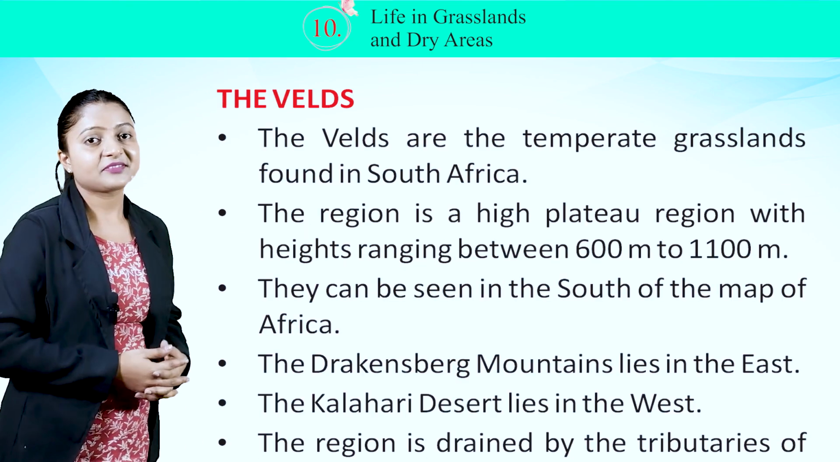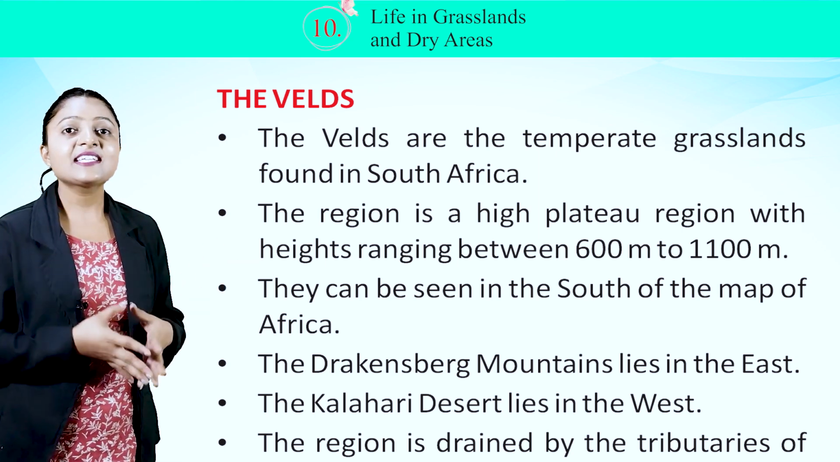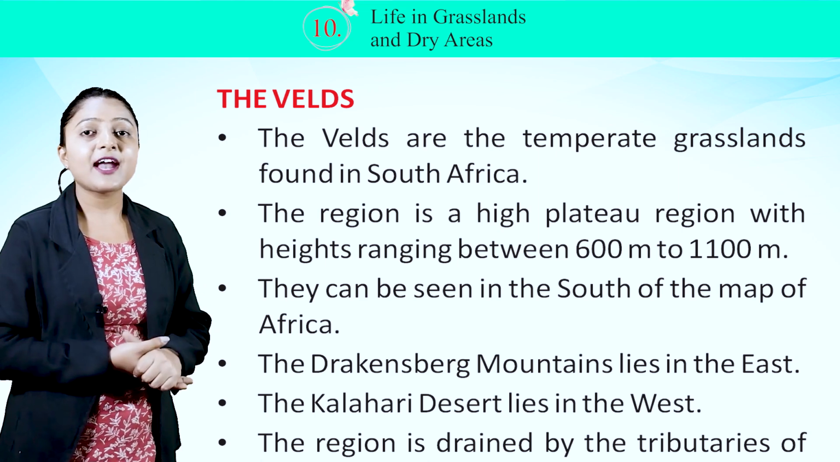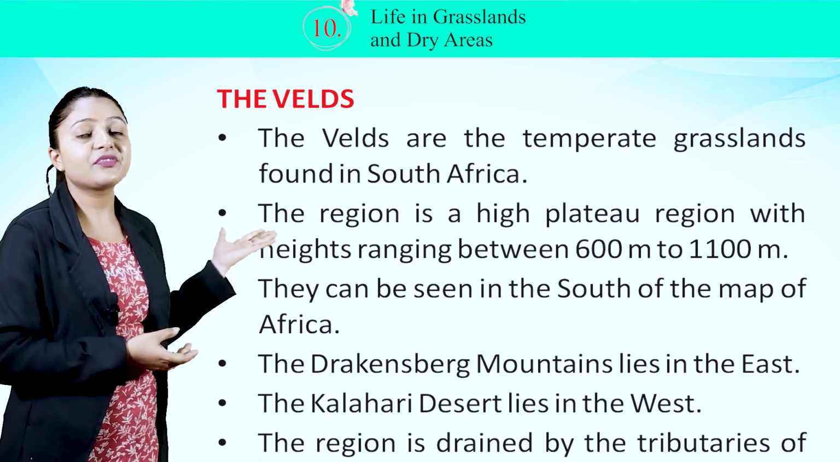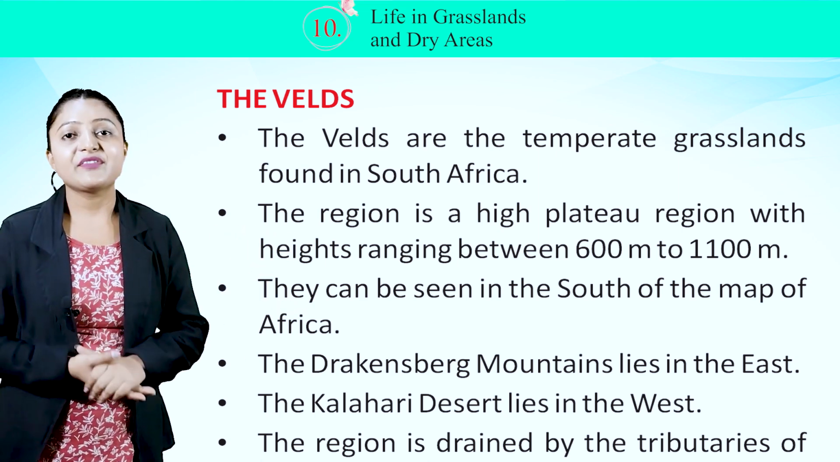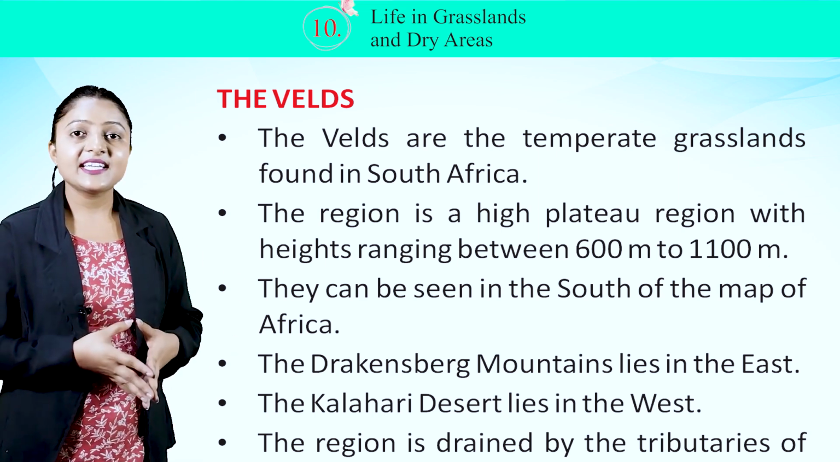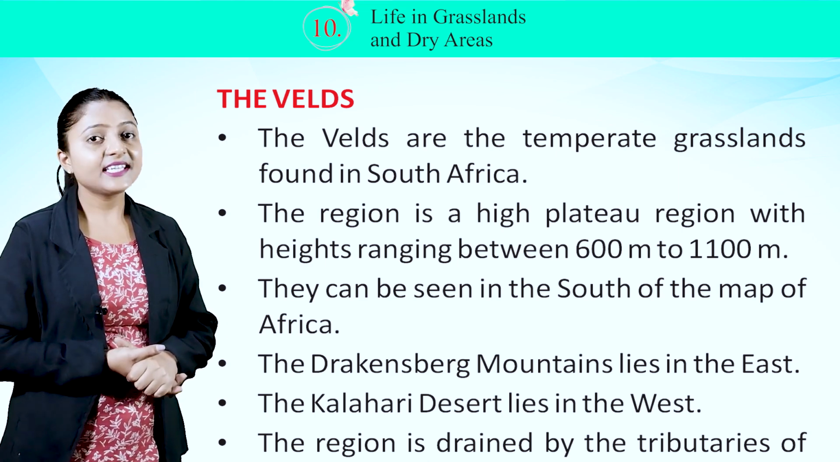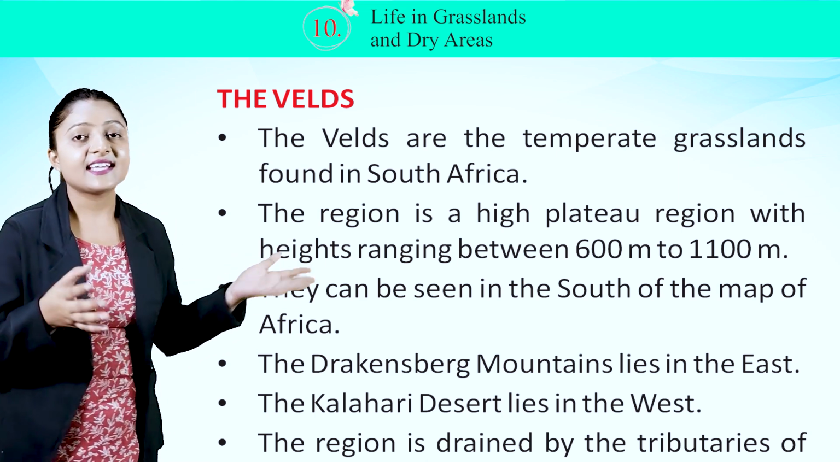The Velds. The Velds are the temperate grasslands found in South Africa. The region is a high plateau region with height ranging between 600 meter to 1100 meter. They can be seen in the south of the map of Africa. The Drakensberg mountain lies in the east. The Kalahari desert lies in the west.